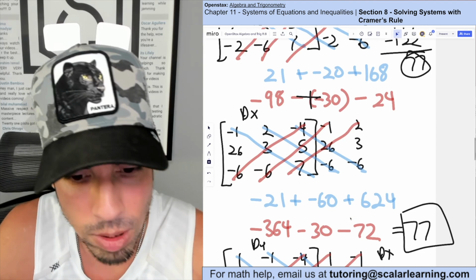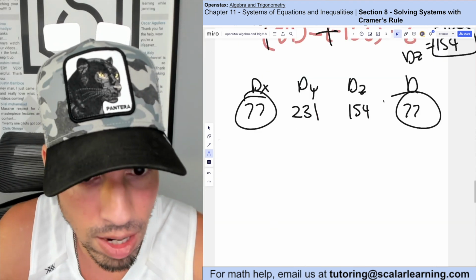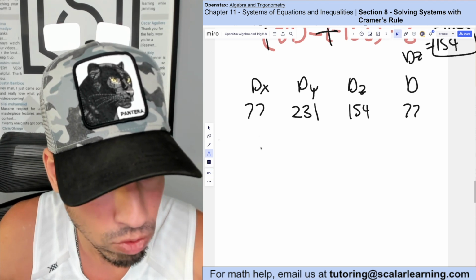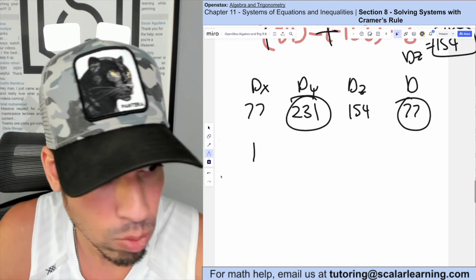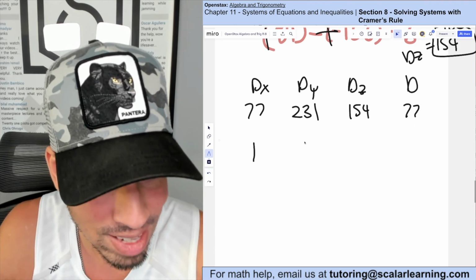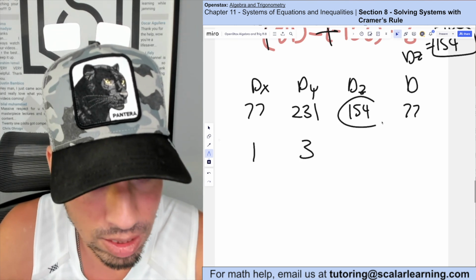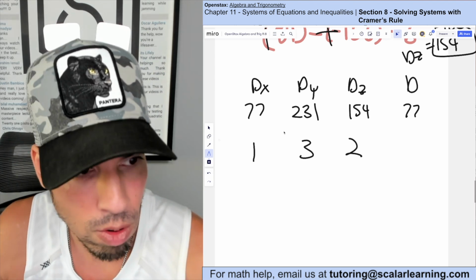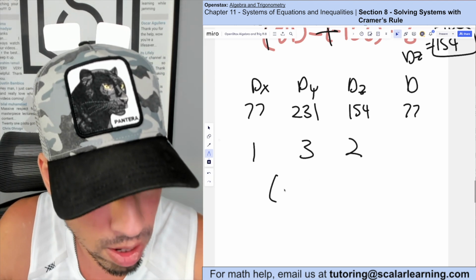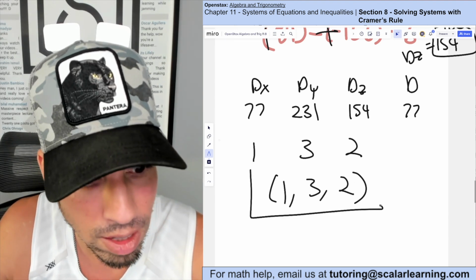Okay, let's write these down below. Now that we have these values to get x, we take dx divided by d, which is just 77 over 7, which is 1. We take dy divided by d to get y, and that is exactly 3 on the money. And then last but not least, to get z, we get dz divided by d, which is exactly 2. So our final answer is x equals 1, y equals 3, z equals 2. That's how you do it.